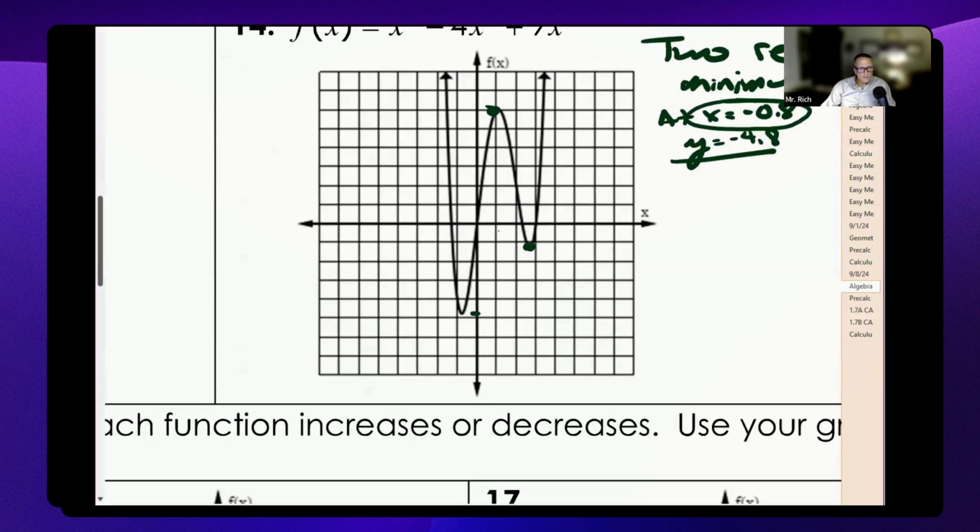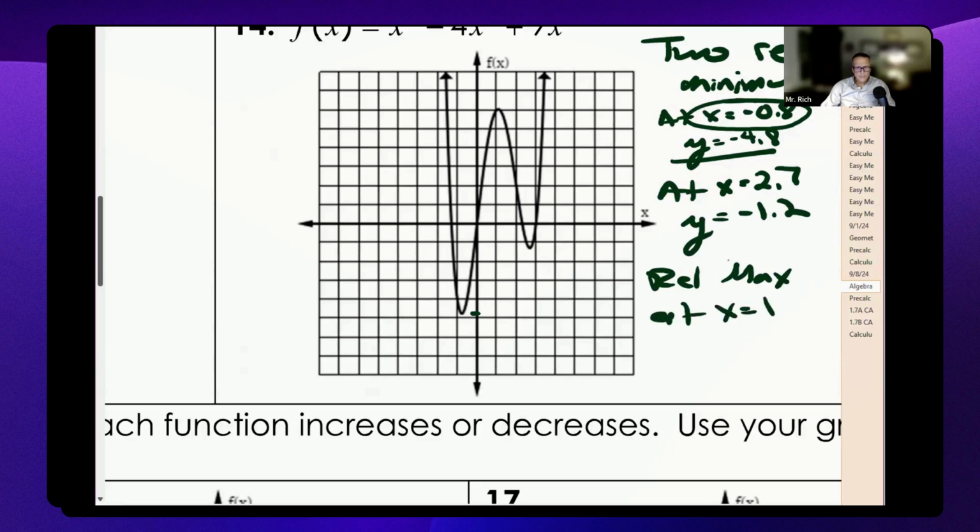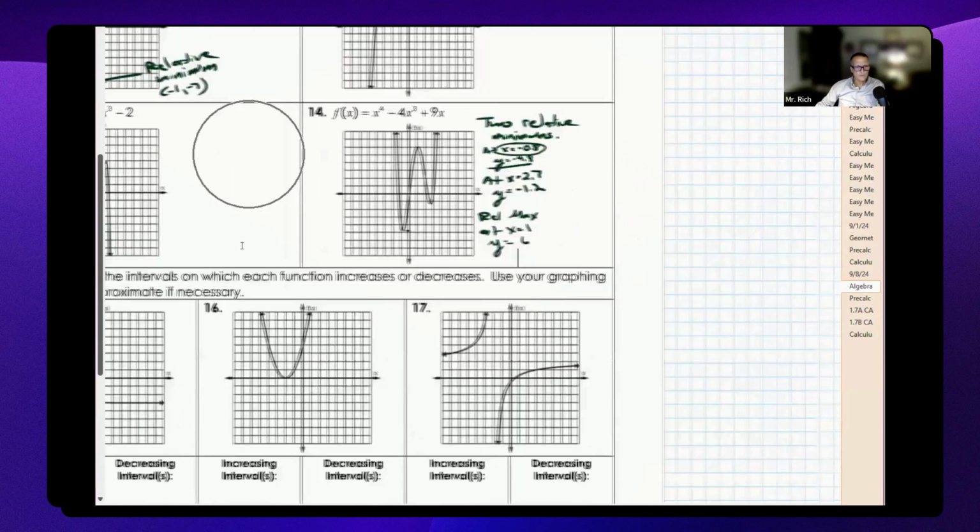Then there's another relative minimum over here. It looks like that might be at a relative minimum at x equals maybe 2.7, and its y value looks to be, oh, maybe -1.2. And then there's a relative maximum. I have a peak up here. So I could say that this function has a relative max that occurs at about, I'll call it at x equals 1. It looks like it's a little bit beyond x equals 1. And it looks like it maxes out at about 6. 1, 2, 3, 4, 5. That has a y value of 6. All right, so those are what we call relative extremes.